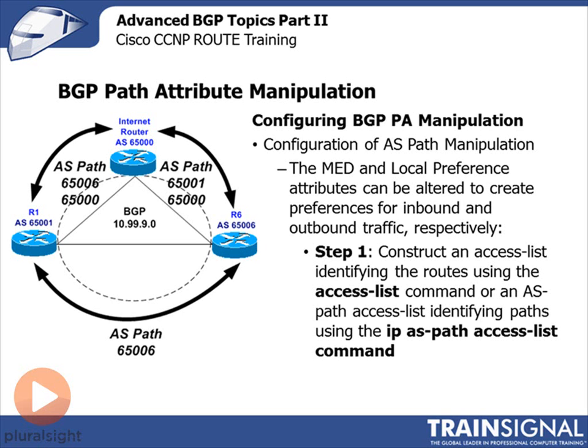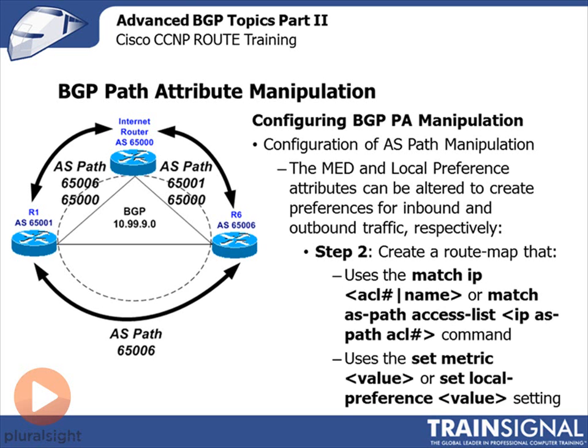So keep in mind that the only difference is going to be the direction in which you apply it. Multi-exit discriminator is going to be out to the neighbor. Local preference is going to be coming in from the neighbor, much like the weight command in that aspect. So again, you start off with an access list, knowing what it is you're trying to influence. Use the access-list command, or you could use an AS path access list to identify the neighbors for that command. Create a route map, match AS path access list, in this example, for specific networks.